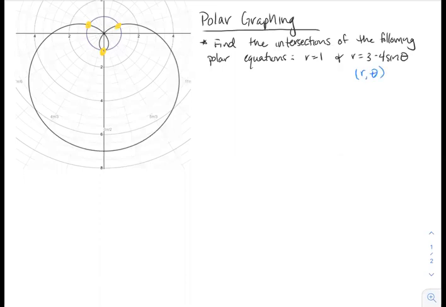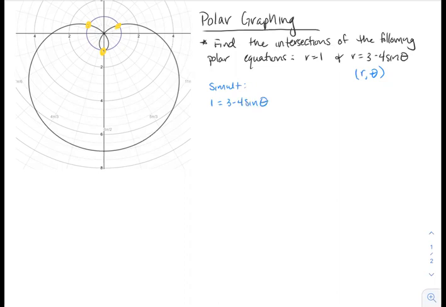Okay, so the first thing that we're going to do is find the simultaneous solution. That is solutions that happen at the same time. So if they happen at the same time, these two equations are equal to one another. So 1 equals 3 minus 4 sine theta.